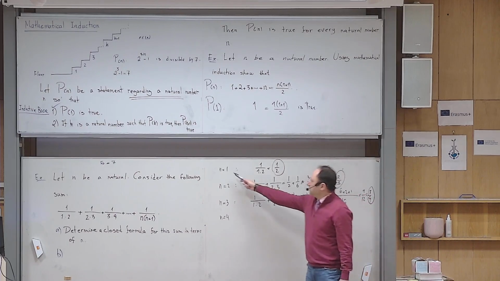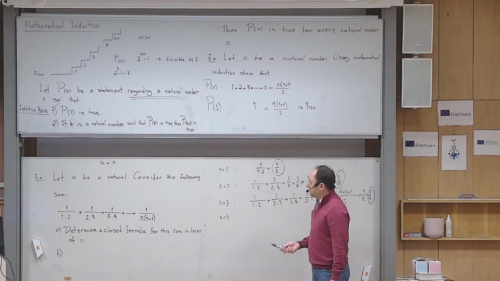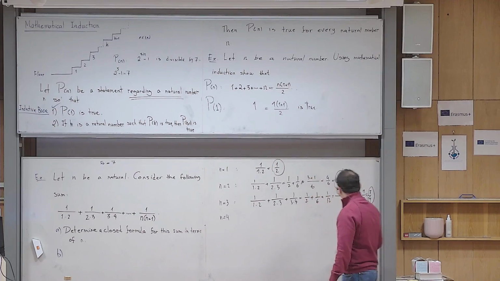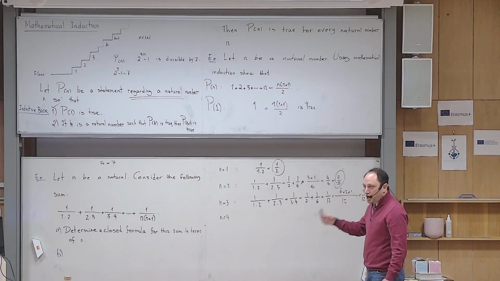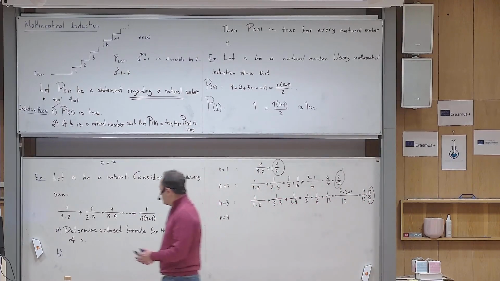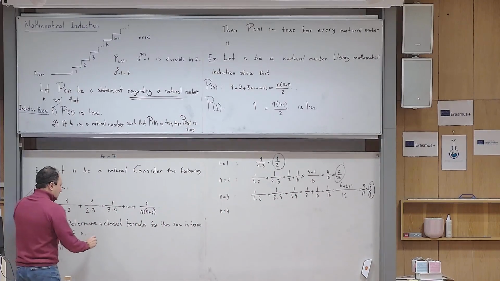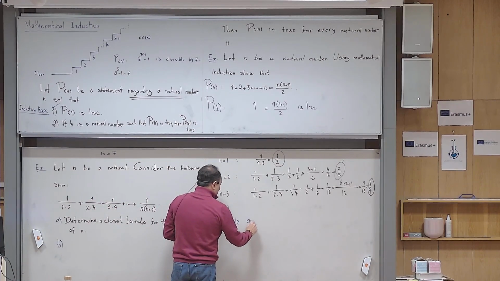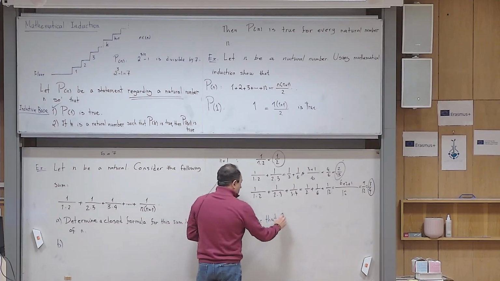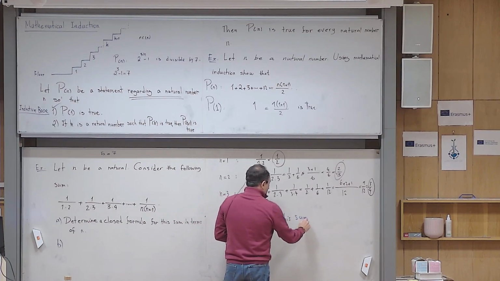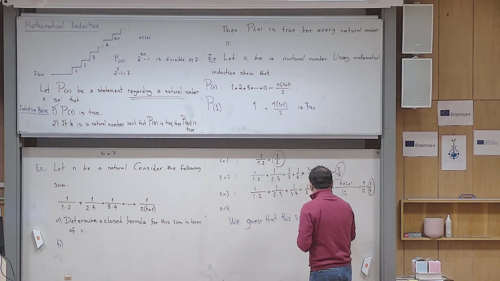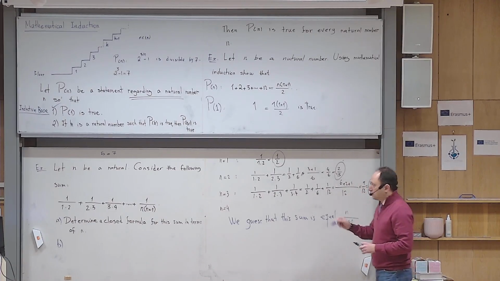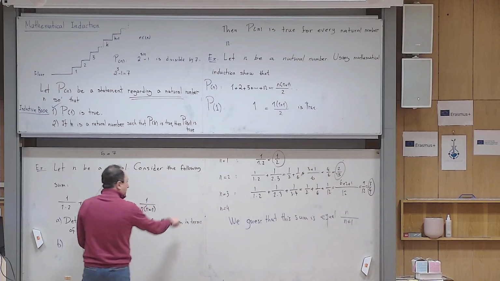When n was 1, the answer was 1 over 2. When n is 2, the answer is 2 over 3. When n is 3, the answer is 3 over 4. So you come up with a guess. Okay, so you say that we guess that this sum is equal to what in general? Can you tell me? n over n plus 1. Okay, so this means that you have a candidate for the answer.